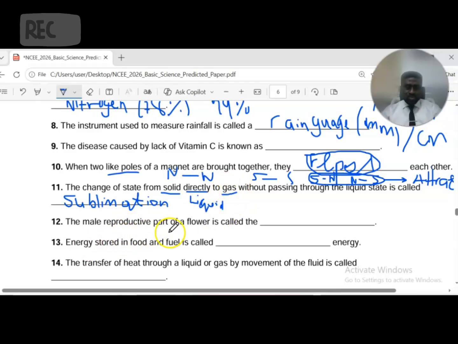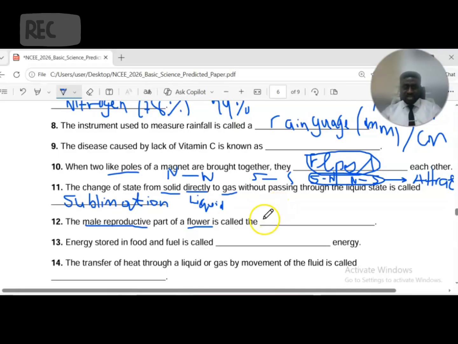Question 12. The male reproductive part of a flower is called the dash. From our knowledge of the parts of a flower, we have the stamen, or what we call the male part of the flower. It comprises of the anther and filament, while the pistil in female comprises of the stigma, ovary, and style, or you can say stigma, style, and ovary in that order. Then we generally call the male part of a flower in the scientific notation androecium, while the female part, which is the pistil and those three other parts that make up the pistil, is called the gynoecium.